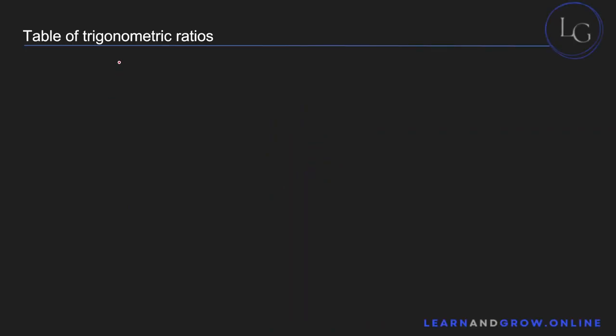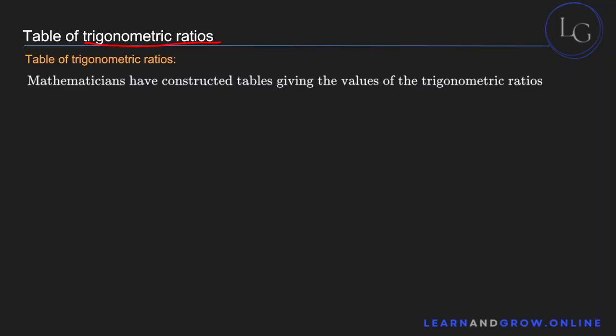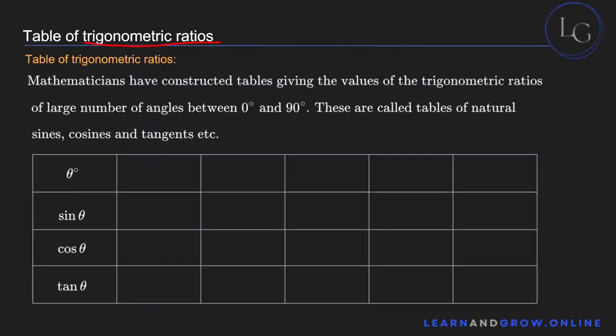Now let's start this chapter off with the basic table of trigonometric ratios. Basically, what this means is that mathematicians have constructed tables giving the values of the trigonometric ratios of a large number of angles between 0 and 90 degrees, and these are called the tables of natural sines, cosines, and tangents.